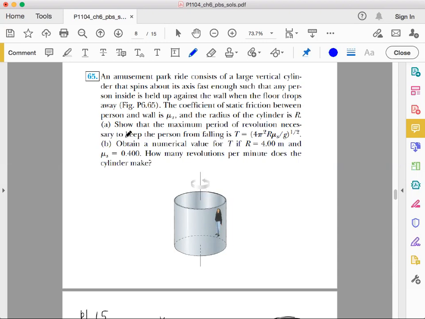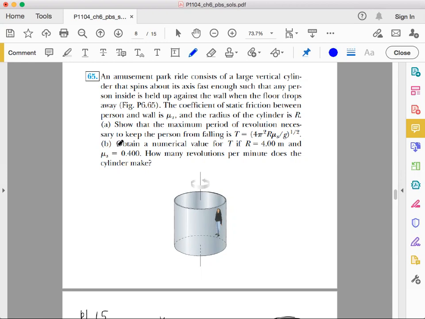Now you have to show that the maximum period of revolution that is necessary to keep the person from falling is given by this expression: T is equal to the square root of 4π²Rμs divided by g.